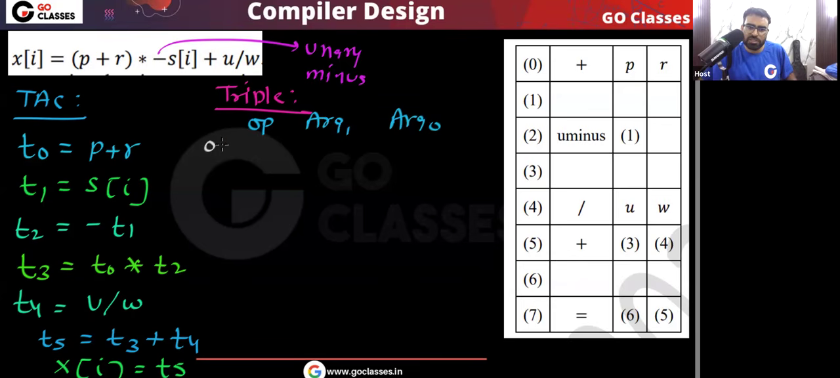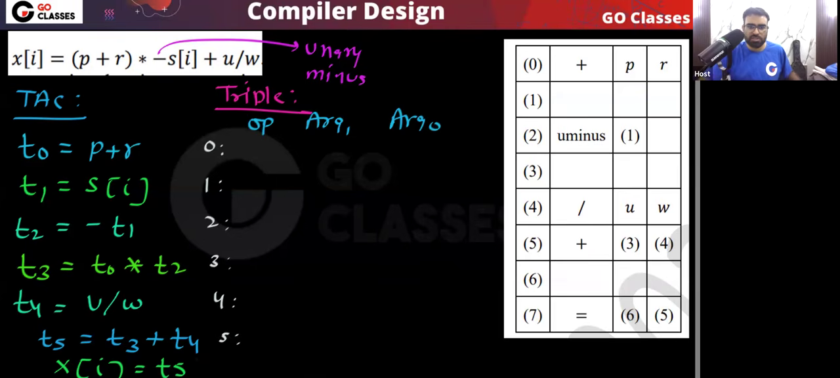Okay, so let's see the positions. These are the positions: 0, 1, 2, 3, 4, 5, 6, and so on. Okay, so you can see these are the positions. Now let's see. Tell me about this first statement. In the triple representation, how to store it? Very simple. Operator is plus, arguments are p comma r. P r, that's it. Okay, this is the argument 2. Remember, in the triple representation there is no result field. Also we do not store the temporary variables. Yes or no?